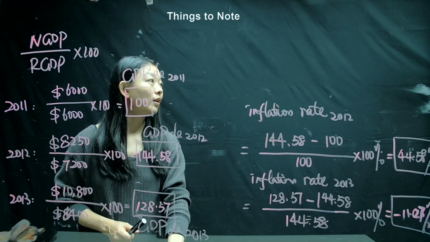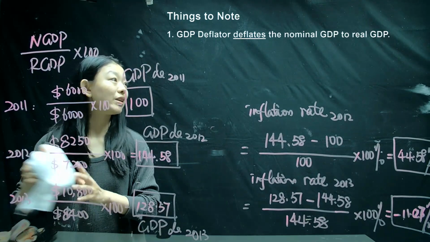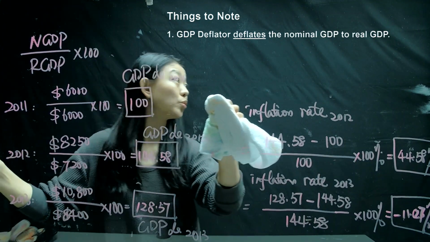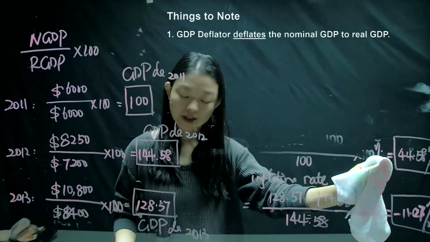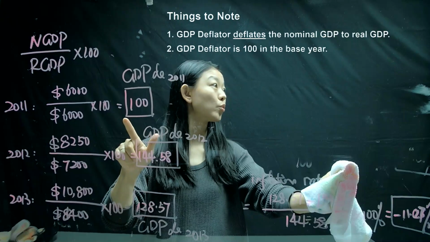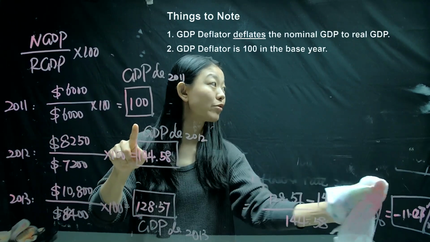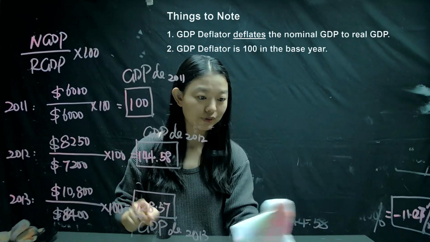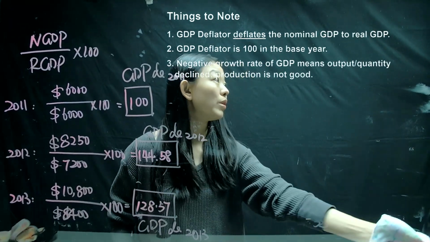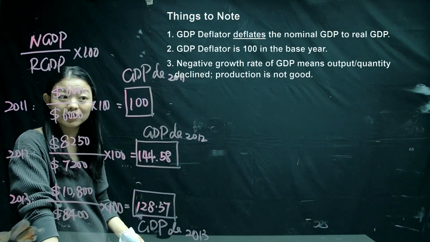Now there are some things to note. First, GDP deflator deflates the nominal GDP to real GDP. And GDP deflator is 100 for the base year. You can notice here we use 2011 as the base year, so we have GDP deflator equal to 100 in the base year. And a negative growth rate of GDP means output declines, production is not good.